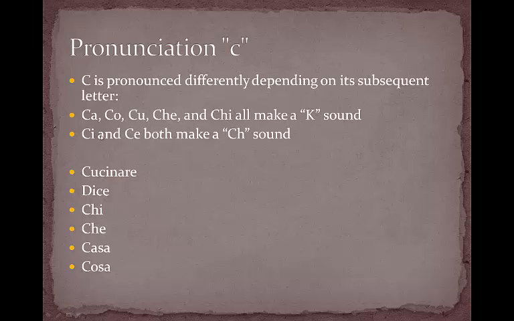If you see a C and an I together without the H, it will make a ch sound, like in choo-choo train. Ci and ce. I'm going to run through the word list now. Cucinare, dice, chi, che, casa, cosa.